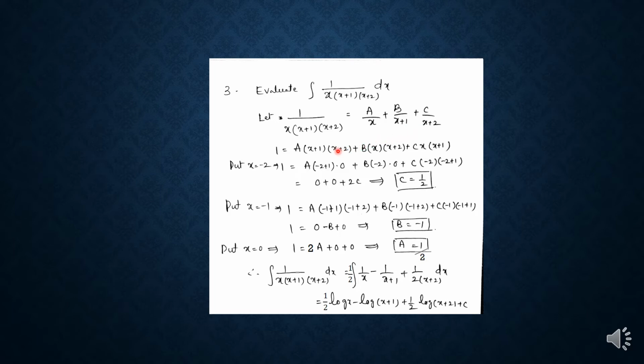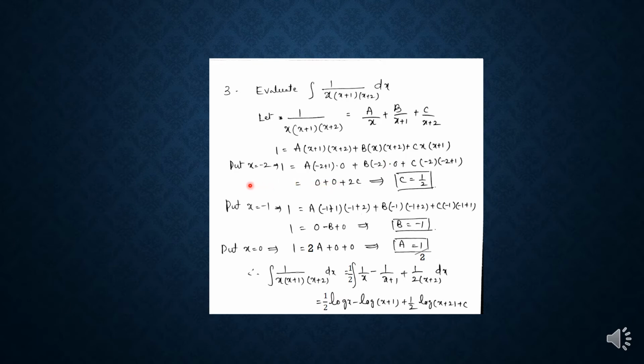By taking the LCM here, we will get a into x plus 1 into x plus 2 plus b into x plus 2 plus c into x plus 1. Now equating the numerators on both sides, we will get 1 is equal to a into x plus 1 into x plus 2 plus bx into x plus 2 plus cx into x plus 1. Now to get the values of a, b, c, put x is equal to minus 2 one time, x is equal to minus 1 another time, and put x is equal to 0. By solving that, we will get the a, b, c values.